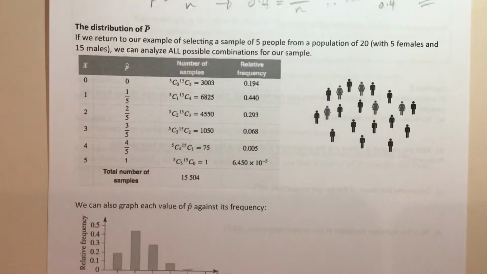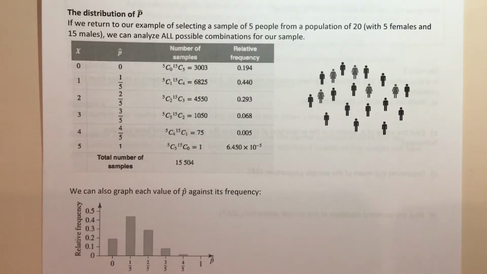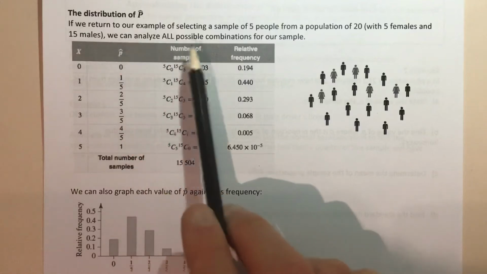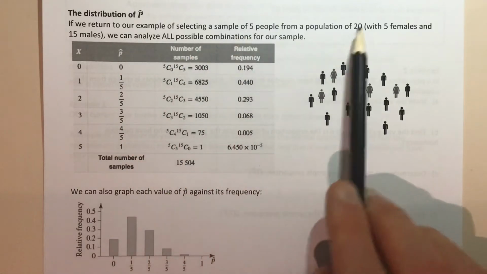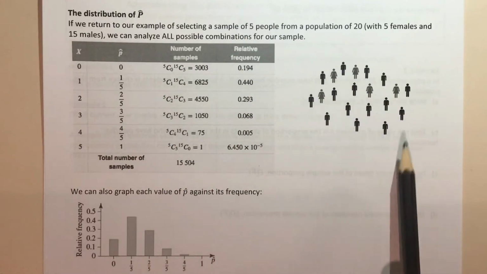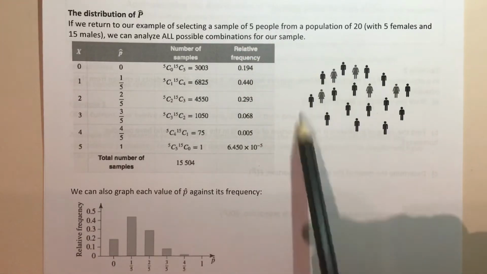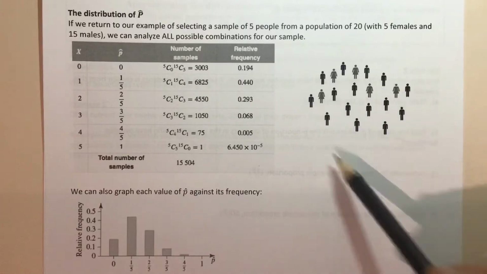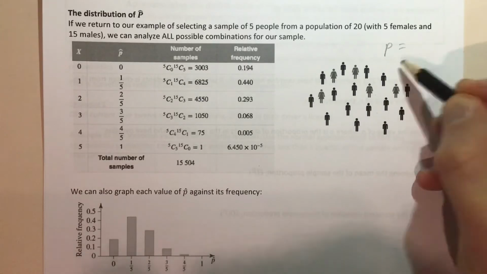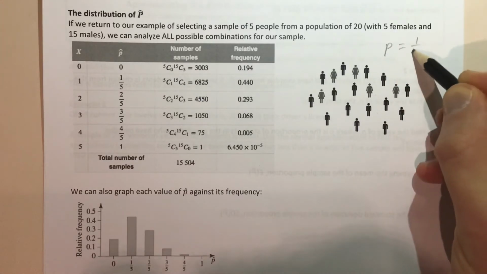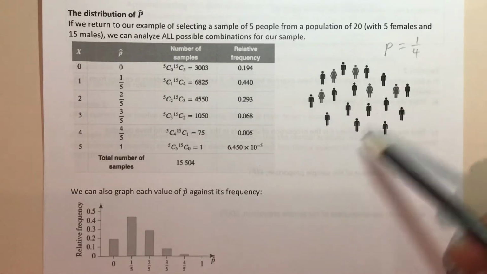This next idea is good to talk about here. It's maybe a little more complicated than what you'll actually need to do with these questions, but it's still good for your understanding. If we go back to the example from the start of this video, we had a population of 20 people, and we were choosing a sample of 5 of them. In this population, there were 5 females, so the population proportion, big P, not p hat, was equal to 1/4. Then we take a sample of 5 people.